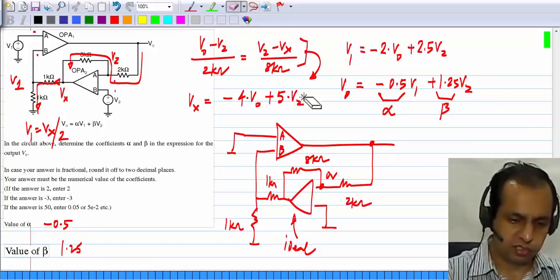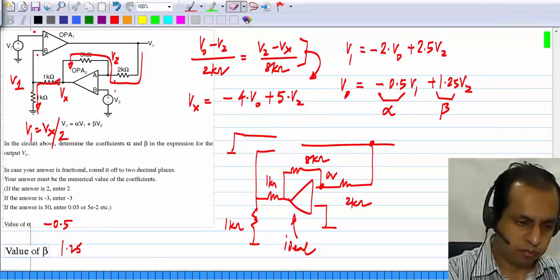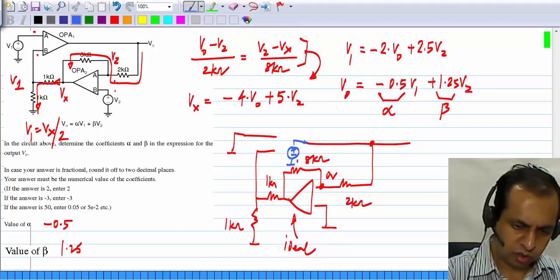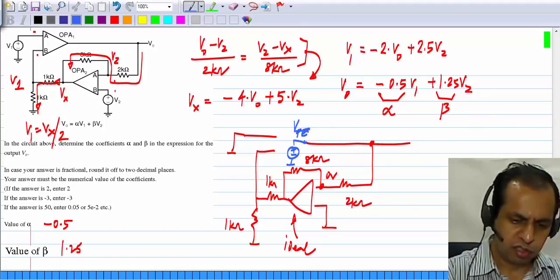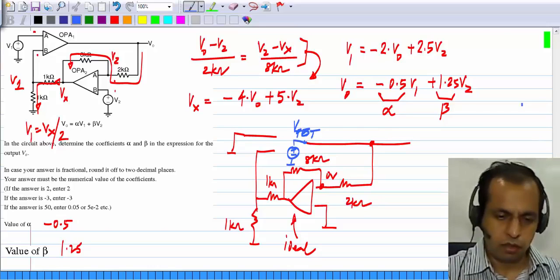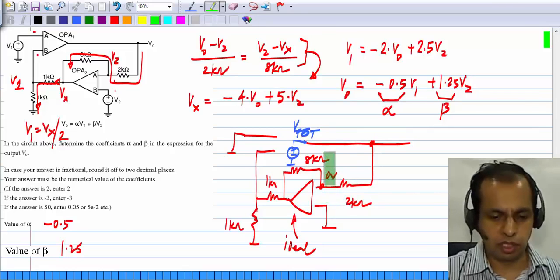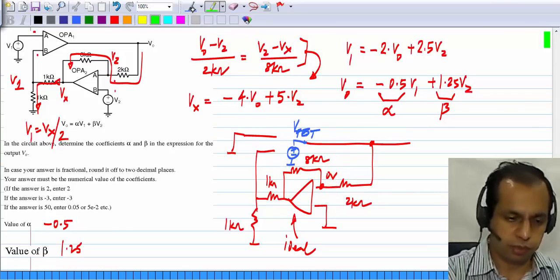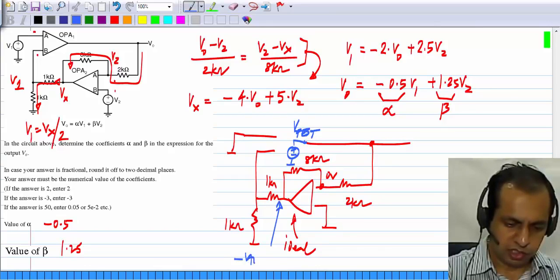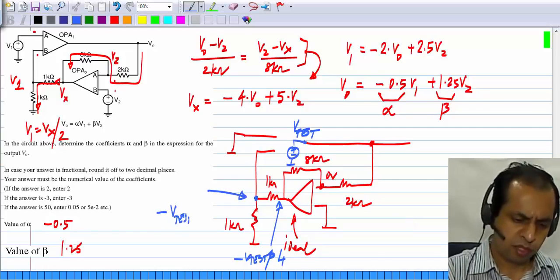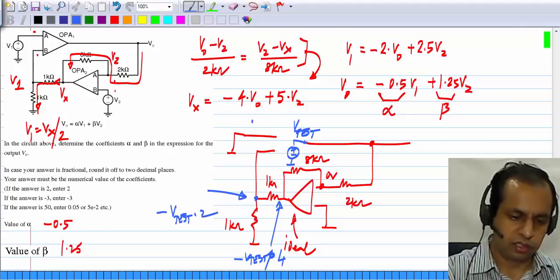The algorithm is the same as always. I remove this op amp and replace it with some test voltage Vtest. What do I get? Because this is a virtual short, you will see that the current here is Vtest by 2 kilo ohms, and that goes into the 8 kilo ohm resistor which is in feedback. So this voltage is minus Vtest times 4, and this voltage is half of that, so that is minus Vtest times 2. Okay, whereas this is 0.